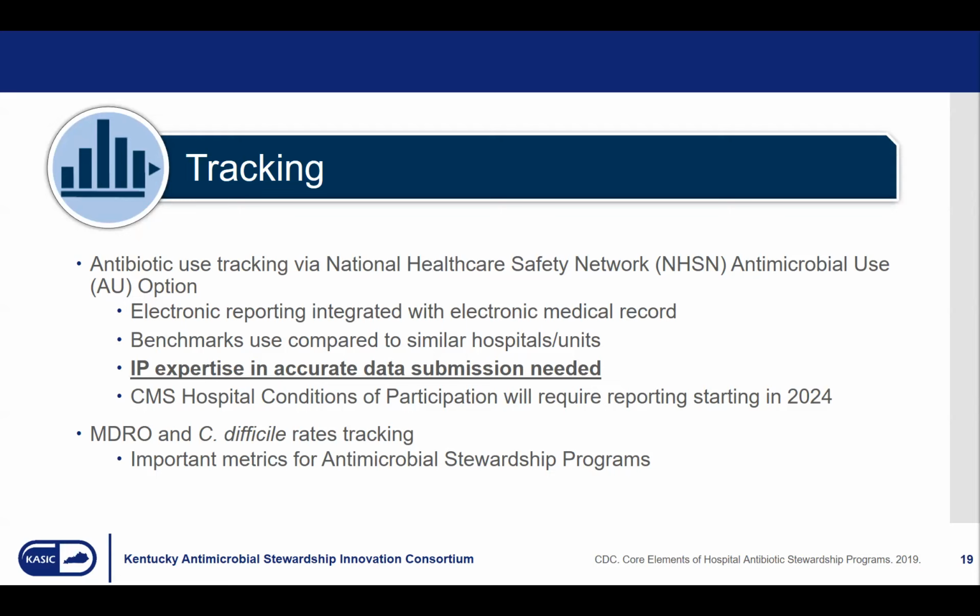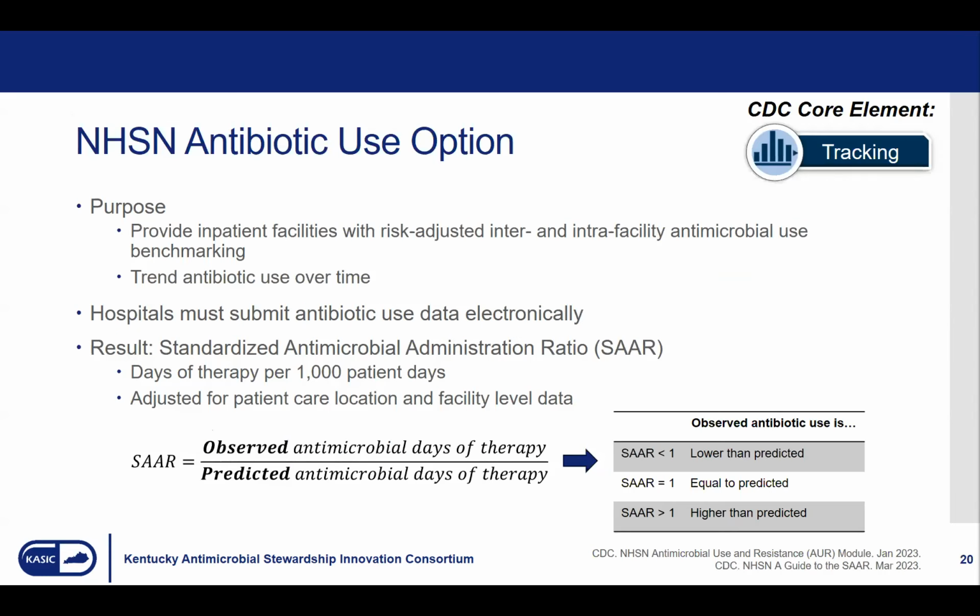Besides antibiotic use, which I will talk more about on the next slide, important metrics for this program are also MDRO and C. difficile rates, as those can be surrogates for program performance. So the purpose of the NHSN option is to provide inpatient facilities with risk-adjusted inter and intra-facility use for benchmarking and to trend that antibiotic use over time.